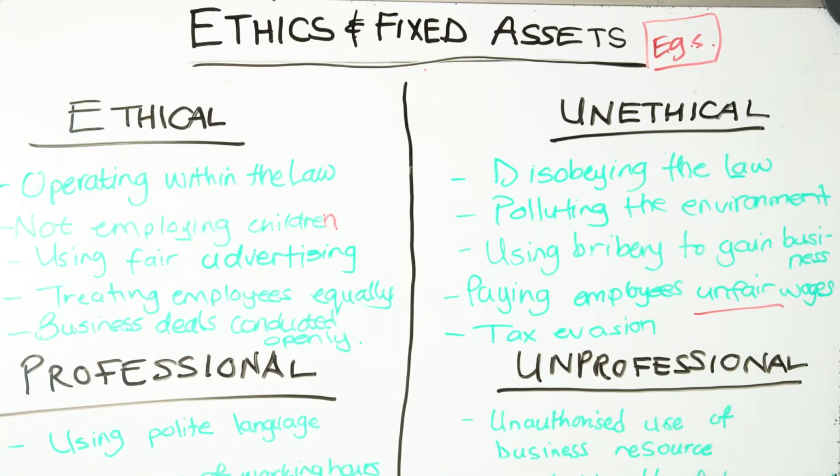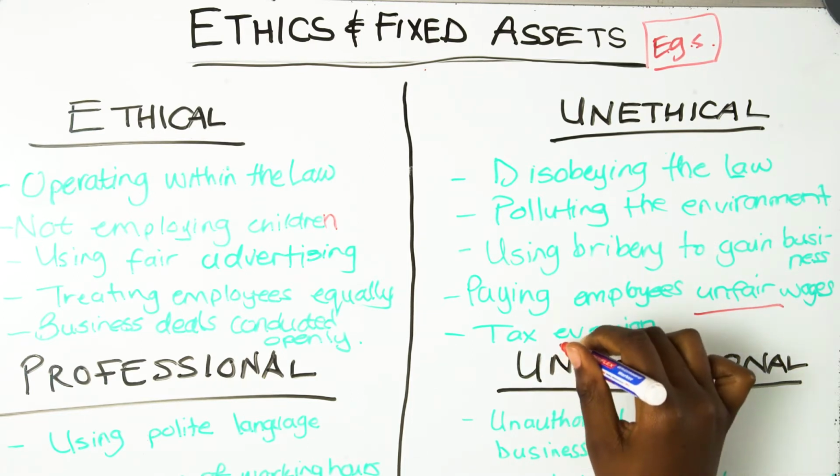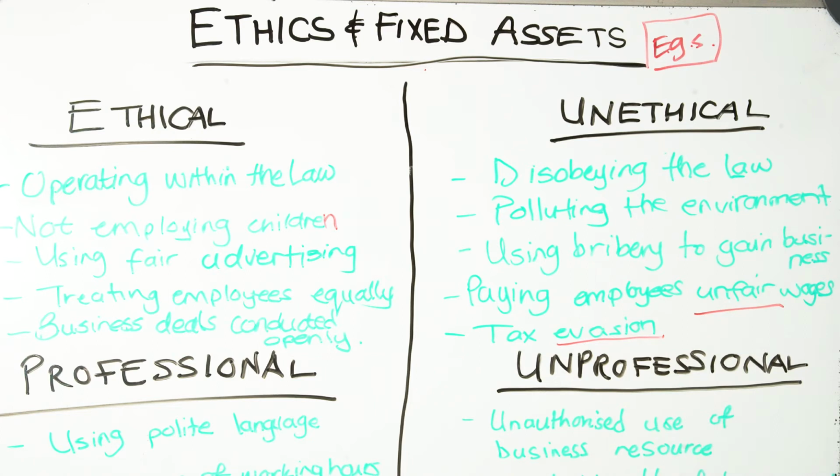The next one is paying employees unfair wages. There is a minimum wage in most, and I would like to believe all, countries, but paying employees less than that is unethical. And tax evasion is unethical, but not only unethical, it is also illegal.